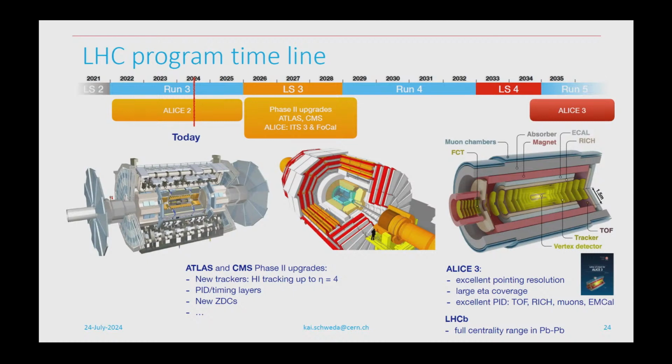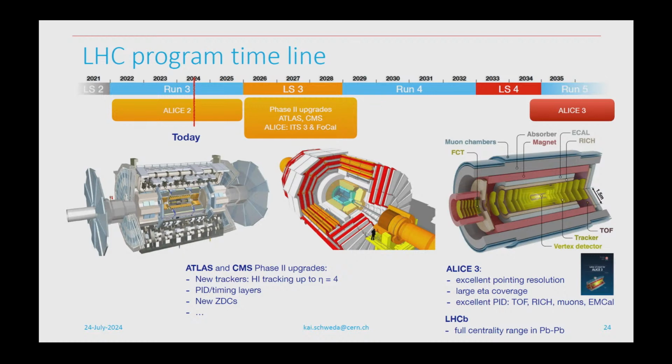In the final part of my talk, I discuss the future, the upgrades. Run 3 will stop at the end of next year, followed by a three-year shutdown called Long Shutdown 3 at the LHC, where ATLAS and CMS will install their high-luminosity upgrades for the pp program, which will also help the heavy-ion program.